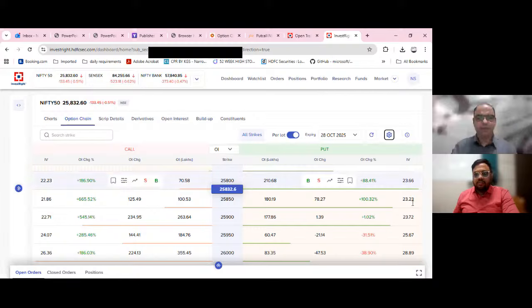This is our own inbuilt software which we are looking at, and it is giving good insightful information about how the market is placed. Looking at this indicator, we can see that at 25,800 level, there are 210 lakh shares outstanding, written by the big players. And at the higher level, at 26,000 level, there are 355.45 lakh shares of open interest added by the major players. So this suggests that the market is going to remain in the range of 26,000 to 25,800 level.